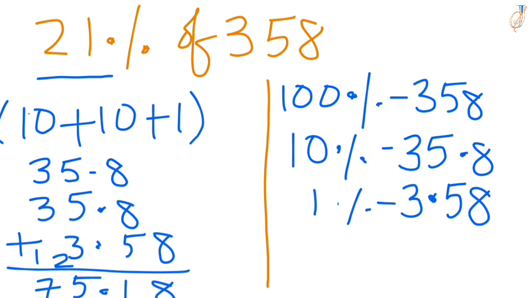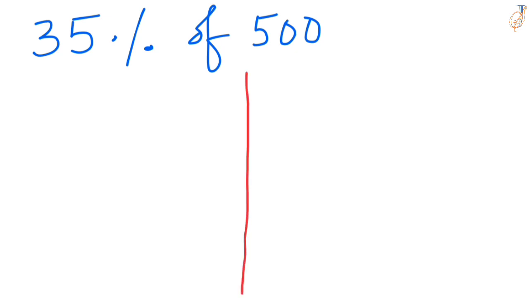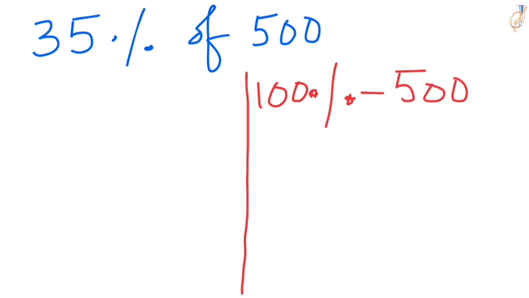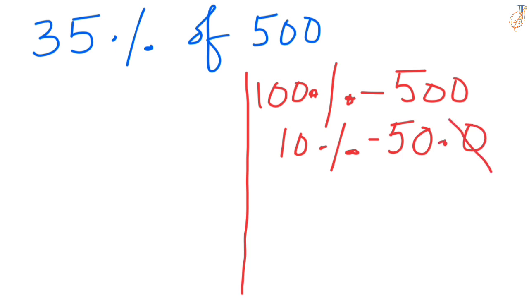I will explain one more example. 35% of 500. First you have to check what is 100% of 500. 100% is the number itself, so which is 500. So what is 10 percentage? From right hand side move one digit and keep a decimal point. So here decimal point comes. After the decimal point 0 does not have any value. So you are not taking 0, you have to take only 50. So 10 percentage of 500 is 50.